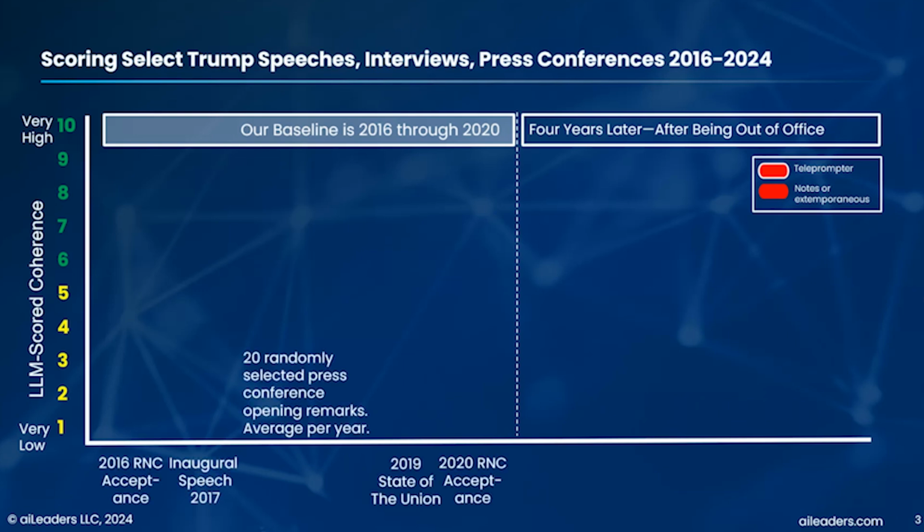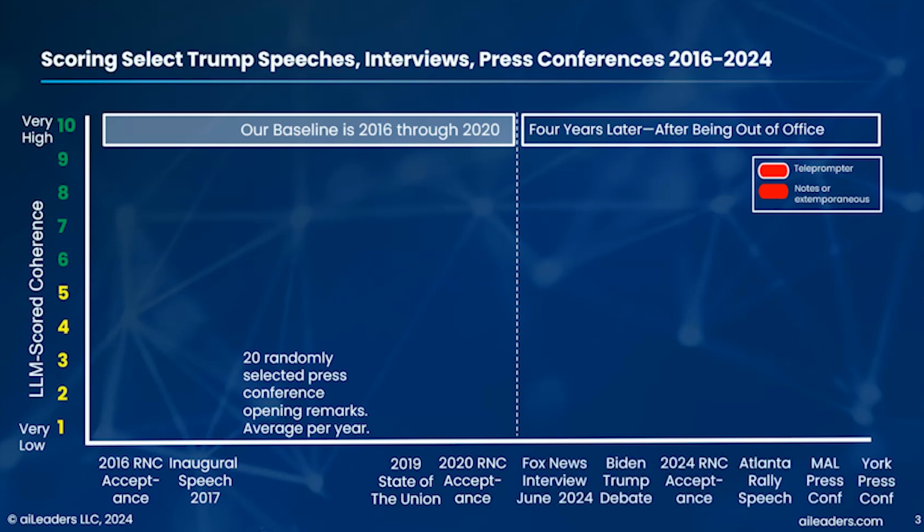Now, we've used a variety on the left-hand side of the graphic. I've scored former President Trump's 2016 RNC acceptance speech, the inaugural speech in 2017, and 20 randomly selected press interactions. These were in a variety of formats, but typically here he's either using notes or speaking extemporaneously. And then 2 others that were much more formal, the State of the Union and his 2020 RNC speech.